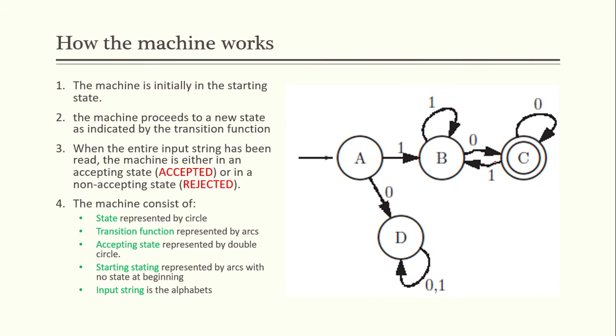So in this case, C is the accepting state. An accepting state is represented using a double circle. When the entire input string has been read, the machine is either in an accepting state, which means accepted, or in a non-accepting state, which means rejected. So what does it mean?